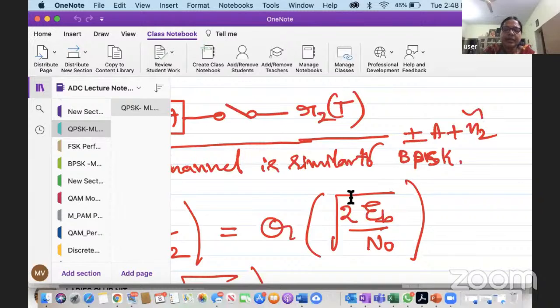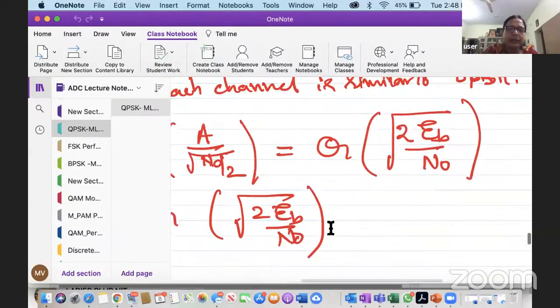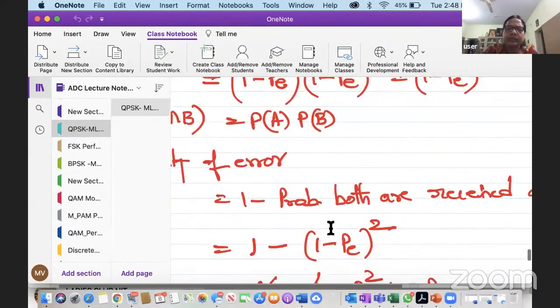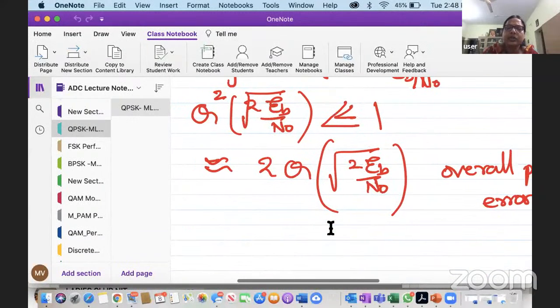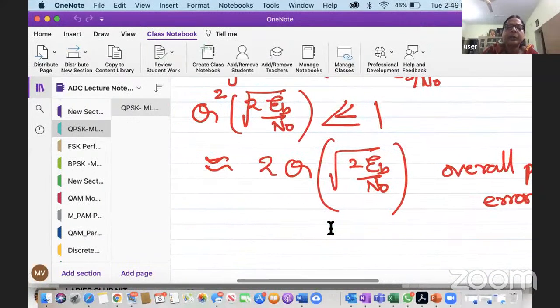For QPSK, I am getting 2 times Q of something, whereas for BPSK, I am getting only a single Q, that is Q of root EB by N naught. So which probability of error is more, the first one or the second one? This is the final probability of error of my QPSK, because I showed only one channel. For QPSK I get 2 times Q of something, whereas BPSK has only a single Q of the internal part, root 2 EB by N naught.